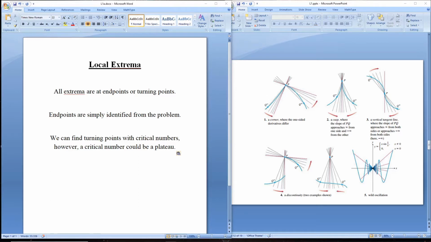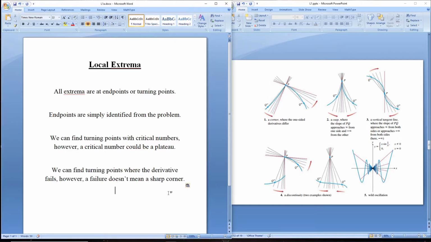And so this is the next part, and this is the one that does pose a challenge for learning derivatives in calculus here, is we can also find these sharp corner turning points by looking where the derivative fails. However, a failure doesn't guarantee a turning point. And so we have to investigate.